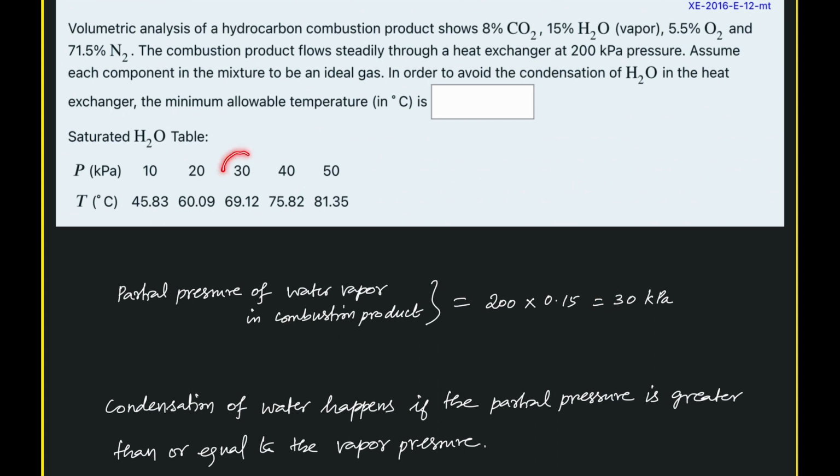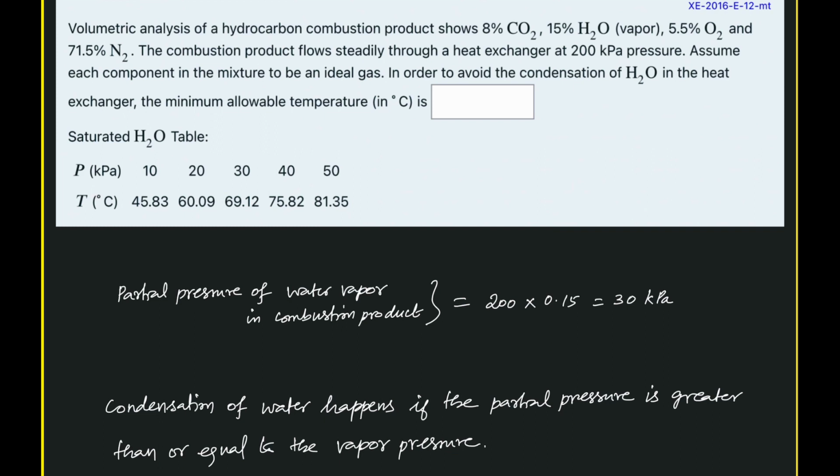If the temperature is slightly higher than 69.12, then condensation won't happen, because at 69.12 the vapor pressure and partial pressure are just the same, whereas the higher the temperature, the higher the vapor pressure. So if you operate at a temperature of about 70 degrees Celsius, the vapor pressure will be about 31 or so. So vapor pressure is now higher than the partial pressure, so definitely the water will remain as vapor.